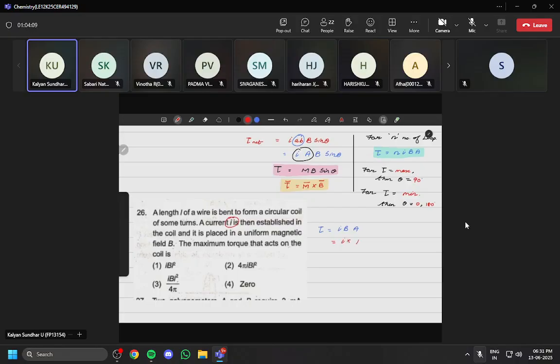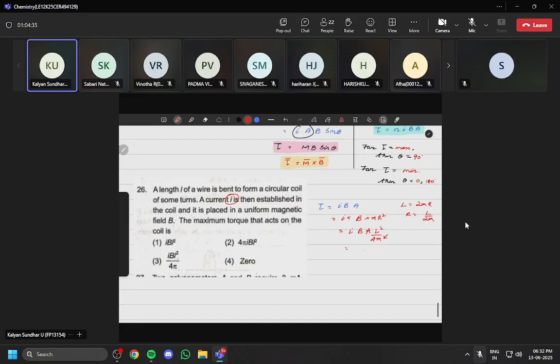Small I into magnetic field B is there. What about the area? Circular coil, so it will be pi r square. But I have to write in terms of L. So first let me write it as pi r square. Now L is equal to 2 pi r. So from here r will be equal to L by 2 pi. So I B pi L square by 4 pi square. This gets cancelled. So it will be I B L square divided by 4 pi. Option 3.